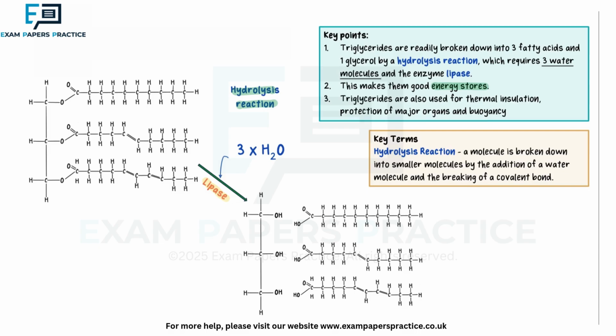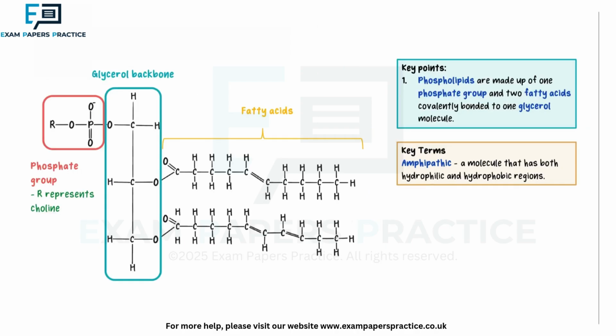As well as energy storage, triglycerides can be used for thermal insulation, protection of major organs, and buoyancy in aquatic mammals. Similar to triglycerides are the phospholipids. These have a phosphate group replacing one of the fatty acid tails. Here is the phosphate group. R represents choline. You can see it is charged, so it is hydrophilic. The fatty acid tails are hydrophobic.